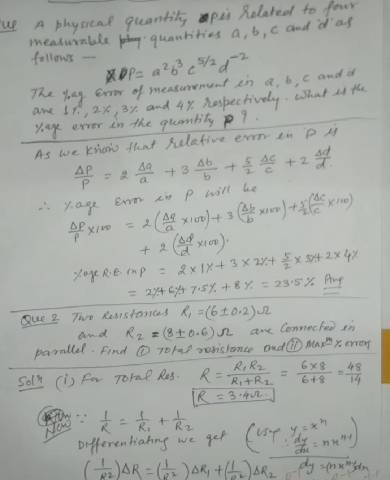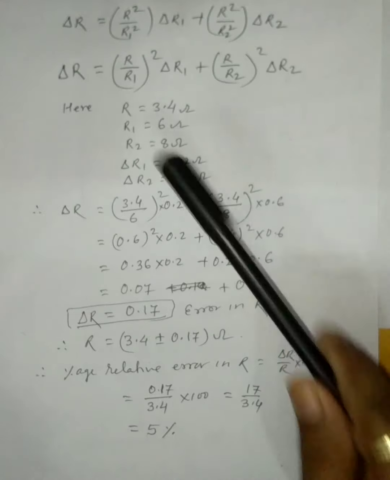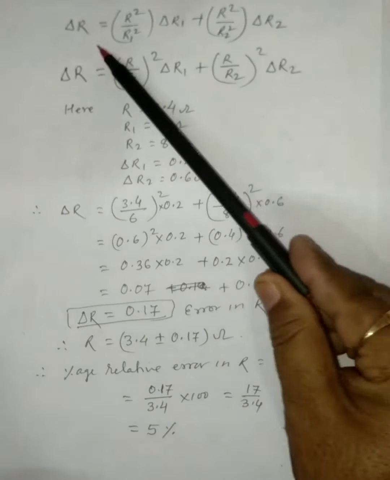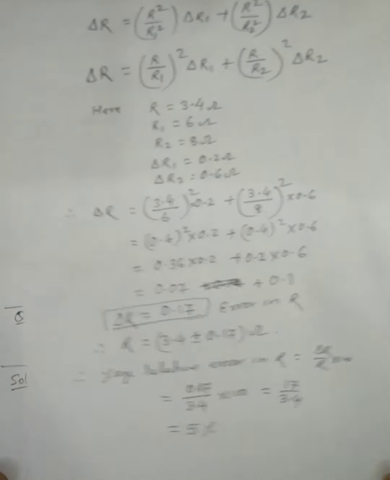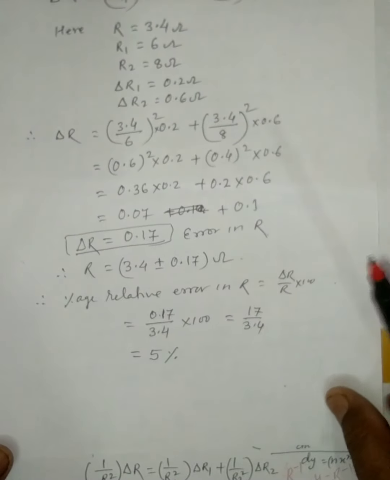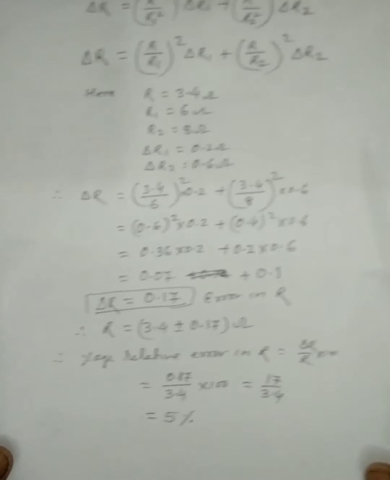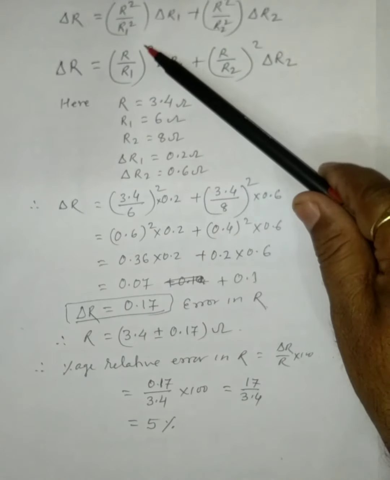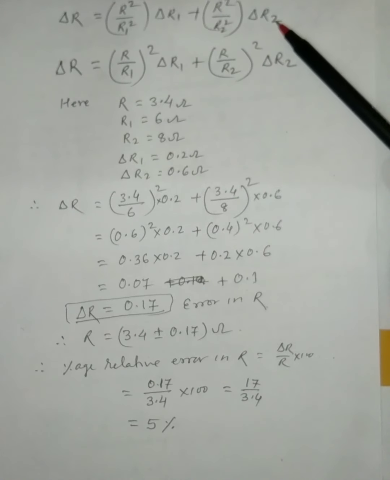Now come to the next step. In the next step you will get delta r is equal to r square by r1 square. You can see here r square. We are calculating delta r, so r square will get multiplied here. That is why it is r square by r1 square into delta r1 plus r square by r2 square into delta r2.